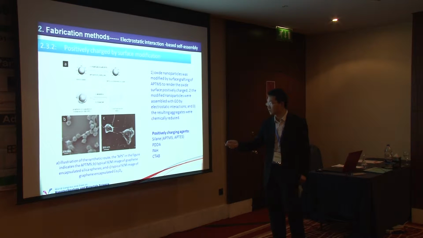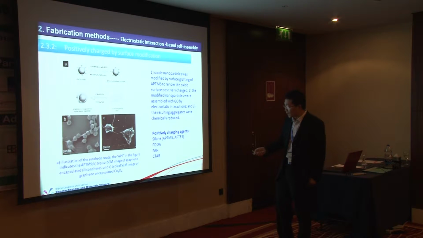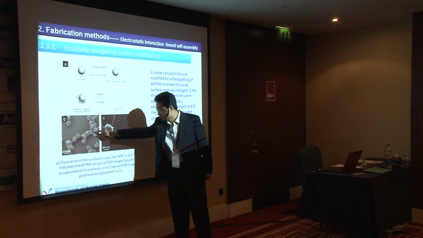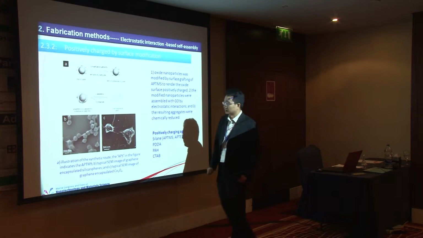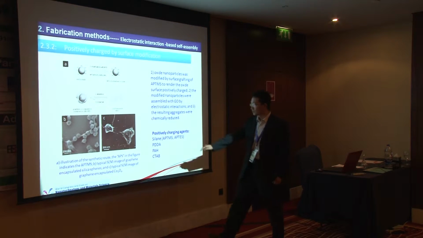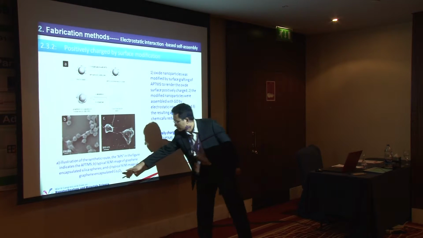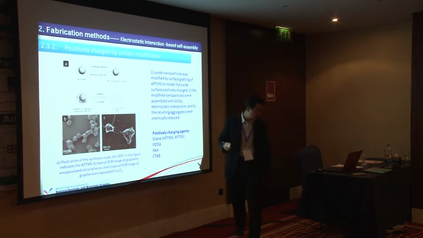So for example, here is an example. This one, the B, is to show the graphene encapsulated silicon nanospheres, and this one is to show the graphene encapsulated copper oxide. Okay, its shape is not so regular.